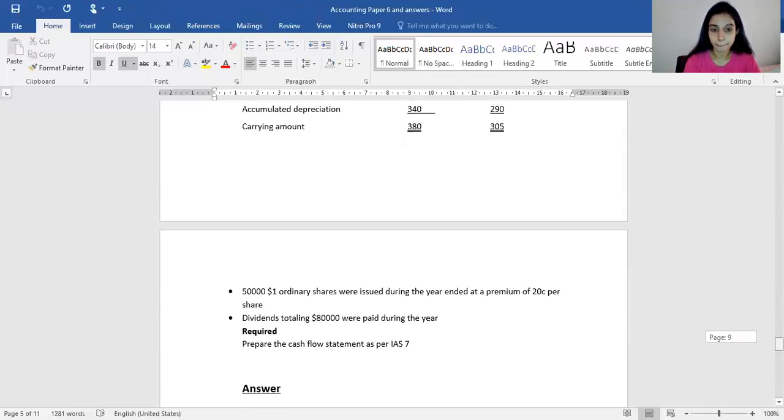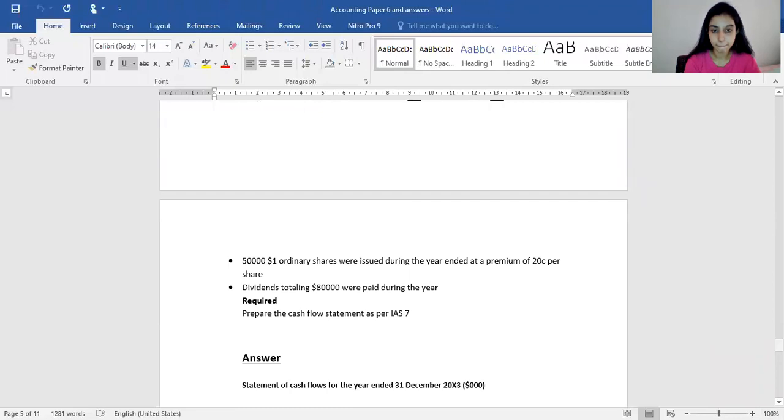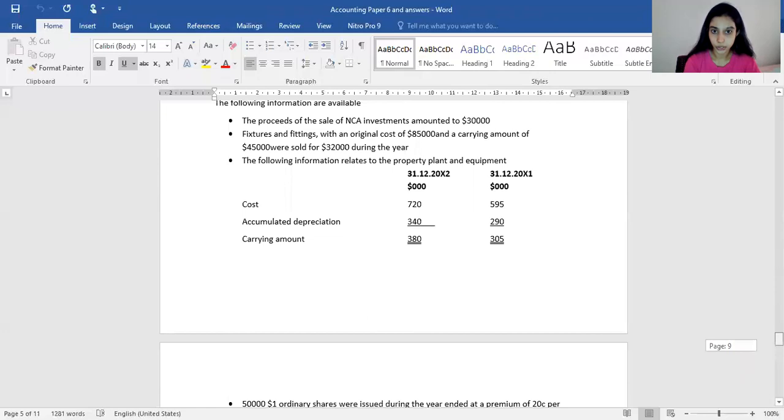And 50,000 $1 shares were issued during the year at a premium of 20 cents per share. Dividends totaling $80,000 were paid during the year. A cash flow statement as per IAS 7 is required to be prepared. So first, let's go with the adjustments.